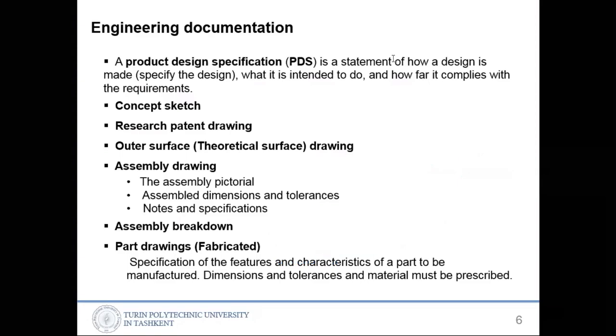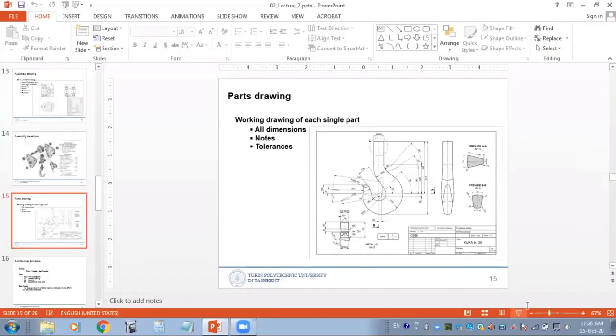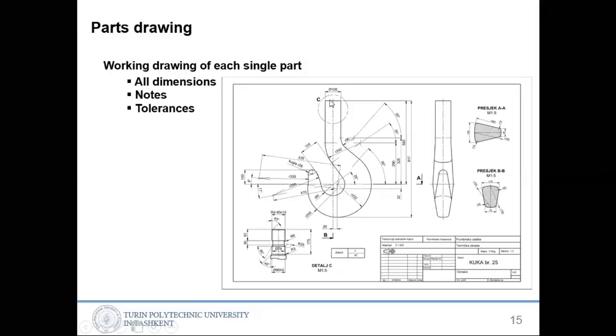Let me show you how it looks. Yes, similar to this. For example, the hook shape is shown from the front, and from the side, the left-hand side, and only one part is shown in this drawing. That is called a part drawing. It has all the dimensions that are possible to have to produce this part. So by using these dimensions, we have to be able to produce this part.